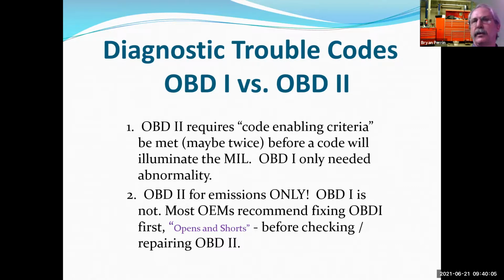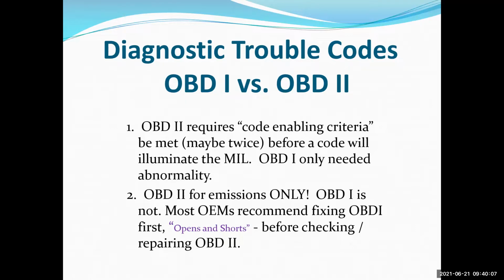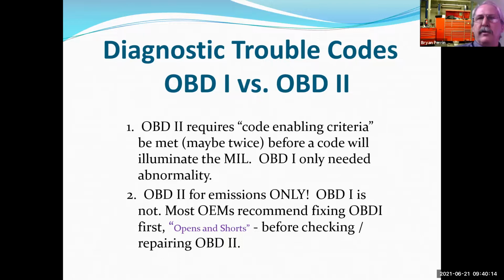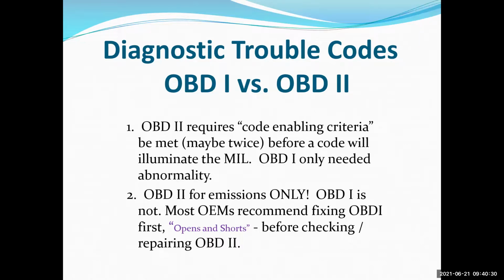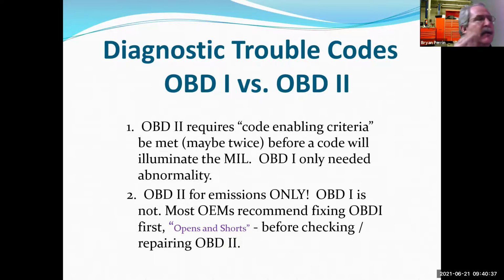So Brian, yes, cars can only be OBD1 or OBD2. Are they both the same? No, they're very different. OBD1 vehicles are California light duty vehicles from 88 to 95, with some exceptions, and then federal and heavy duty vehicles from 96 to 2006. So how can it be that most OEMs recommend fixing OBD1 first before repairing OBD2?